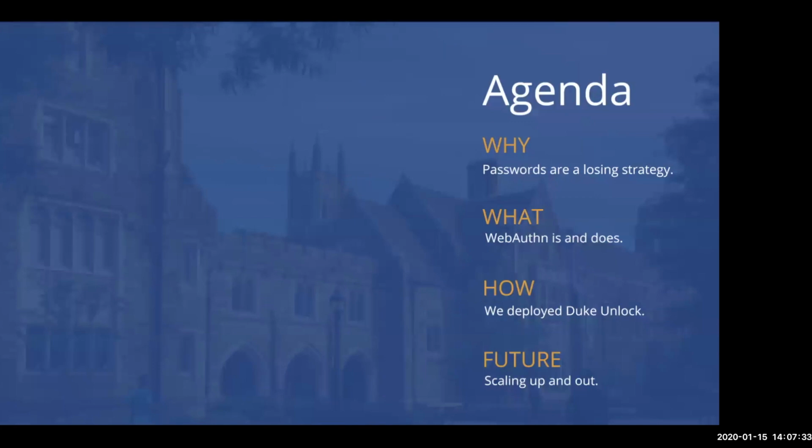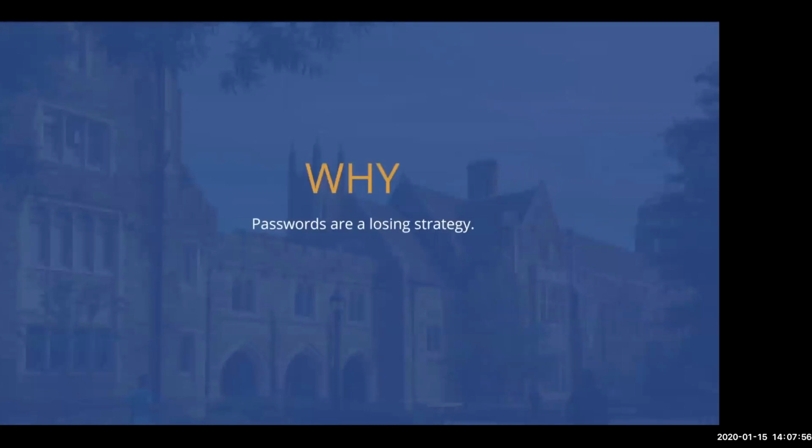find are very similar to Stanford's motivations, a general overview of what WebAuthn is as a technology and what it does, how we deployed our WebAuthn implementation, which we call Duke Unlock, and then the future, where we're going to go from here, how we're going to scale this to apply to more services, more contexts, more things like that. So the first piece of the presentation is the why.